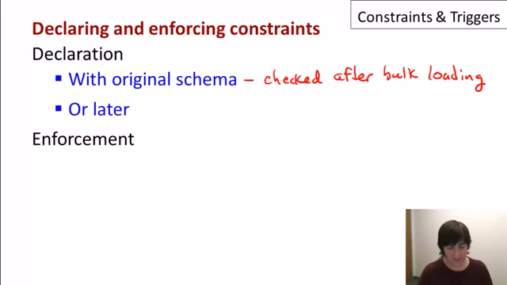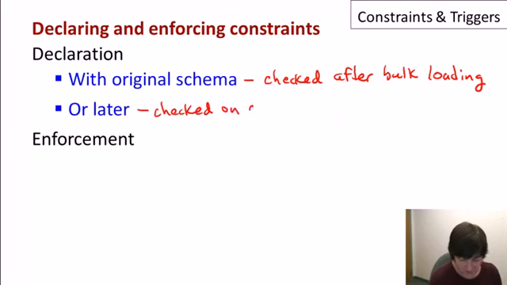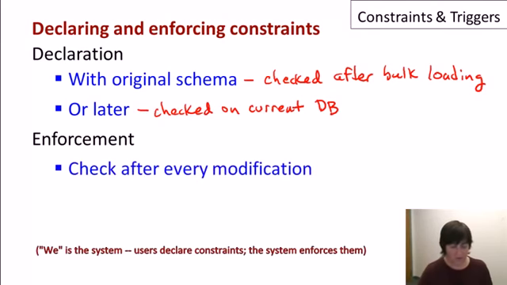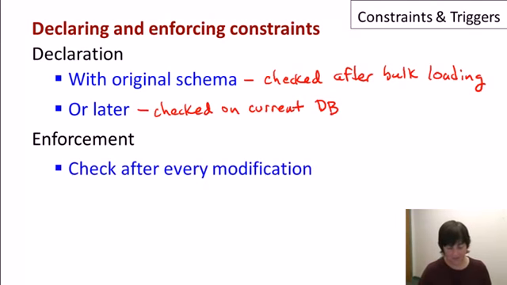Now, another possibility is that we decide, once a database is already in operation, that we have some constraints we'd like to enforce. Maybe the application has changed, or maybe we just realize that there are certain constraints on the data. In that case, the constraint is checked on the current state of the database at the time it's declared. Now, this talks about checking constraints on a single state of the database, but of course, as the database is modified, we have to continue to check constraints. So the idea is that once a constraint is in place and it holds on the database, then every time the database is modified, the constraints have to be checked.